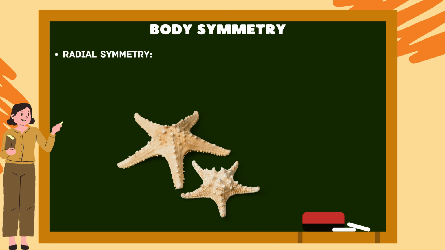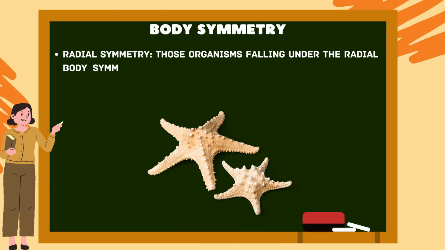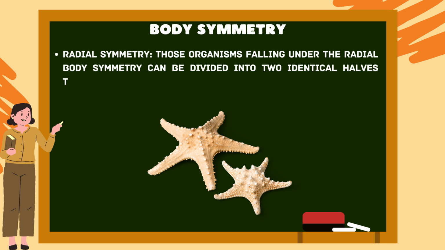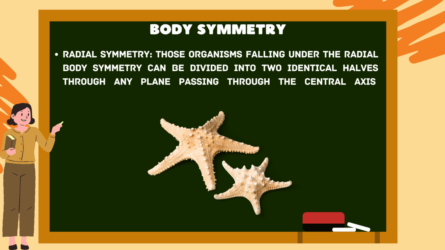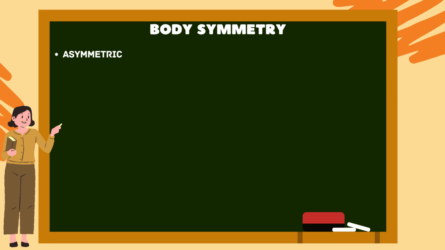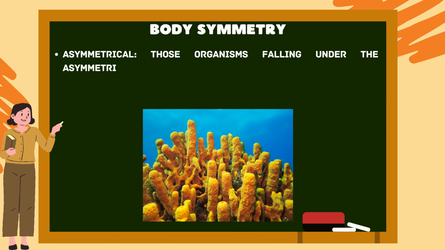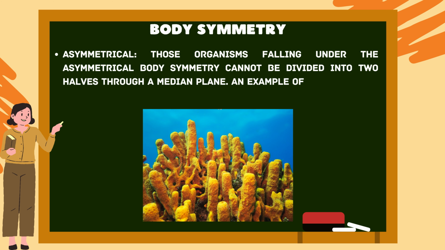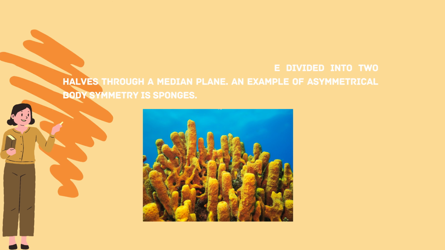Radial symmetry. Those organisms falling under radial body symmetry can be divided into two identical halves through any plane passing through the central axis. Examples are coelenterates, ctenophores, and echinoderms. Asymmetrical. Those organisms falling under asymmetrical body symmetry cannot be divided into two halves through a median plane. Example of asymmetrical body symmetry is sponges.